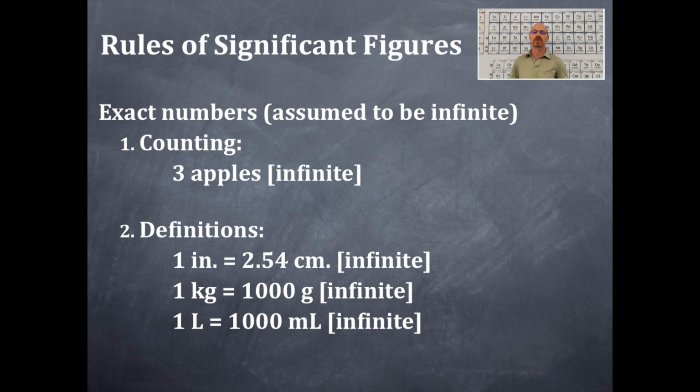Here's another example of infinite number of significant figures. 1 liter is equal to 1,000 milliliters. The 1 in 1 liter has an infinite number of significant figures, and the 1,000 in the milliliters has an infinite number of significant figures when it equals 1 liter. If I were to measure out 1,000 milliliters, that would have 1 significant figure. That's different than a definition.